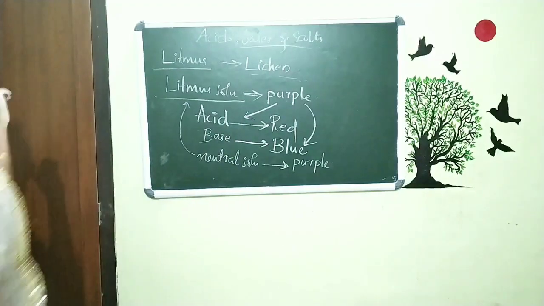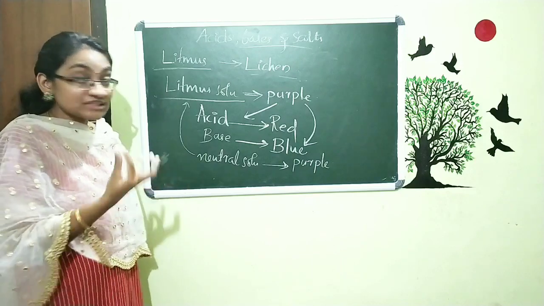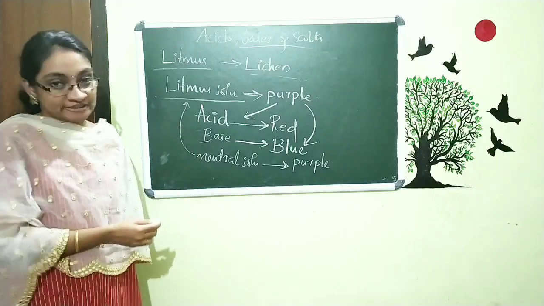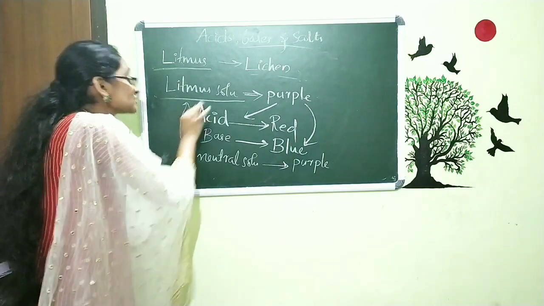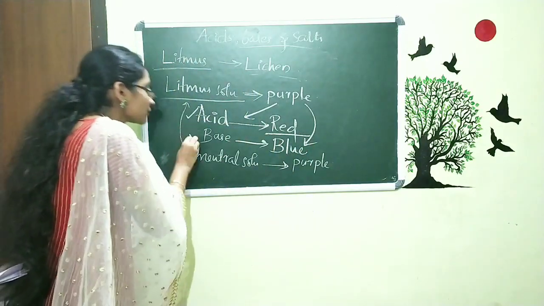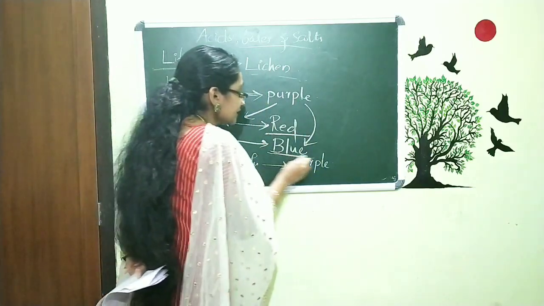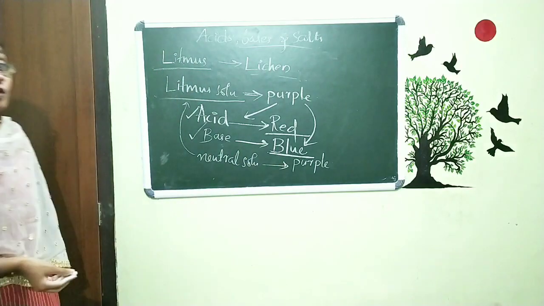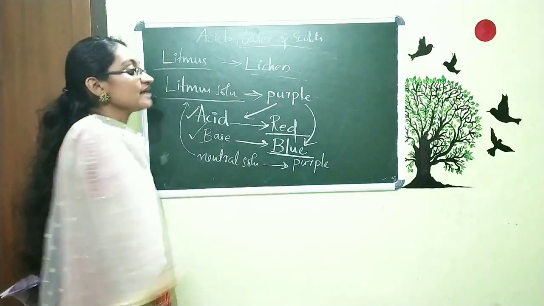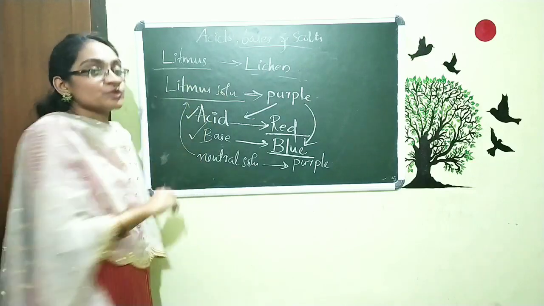So here we are talking about what color change will occur for the litmus solution when we add acid, base and neutral solutions. For acidic solutions, it gives red color. You want to remember this. For a base, the purple color will turn into blue. For neutral solutions, no color change occurs and the color remains purple itself. So this is the color change for the litmus solution.